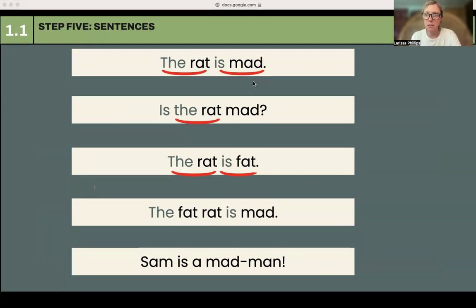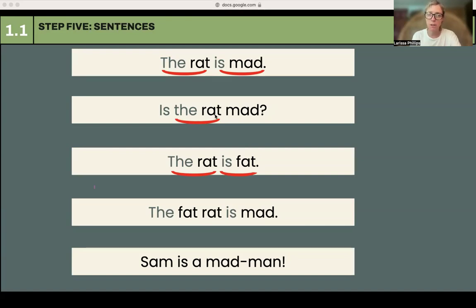Okay, the rat is mad. Okay, is the rat mad? We have a question mark, so we're asking a question. Our voice goes up at the end. Is the rat mad?